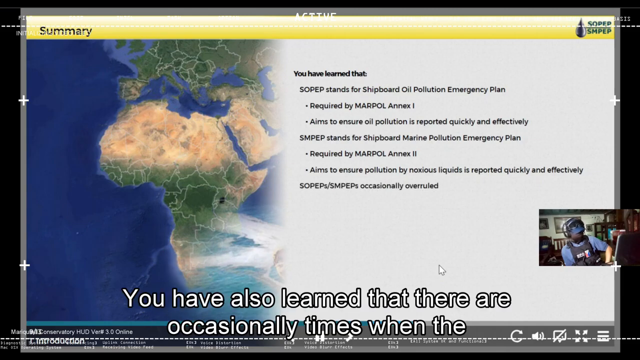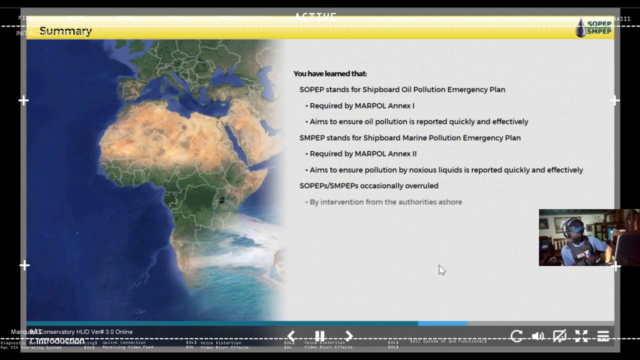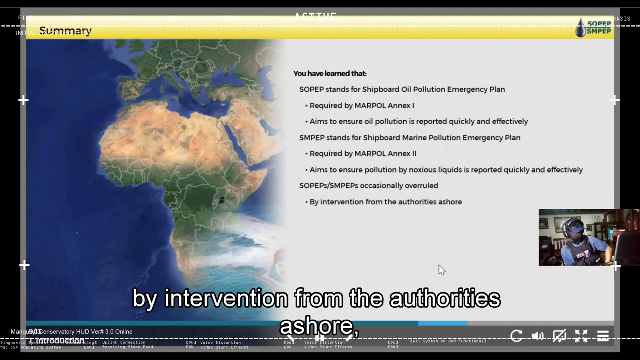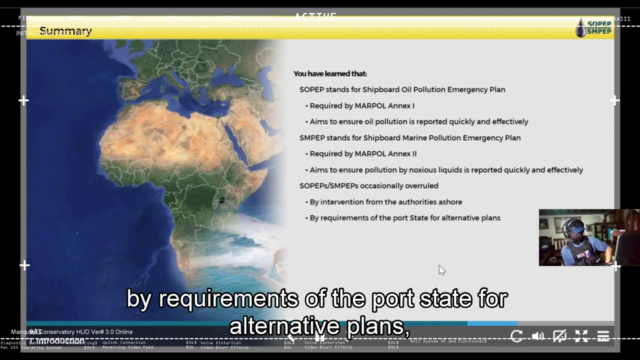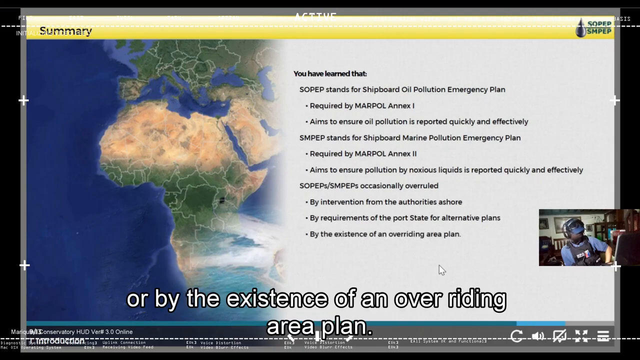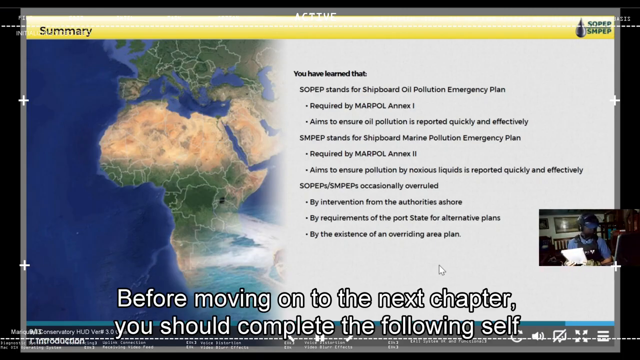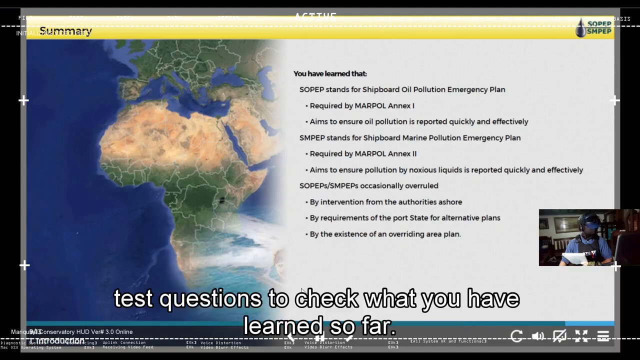You have also learned that there are occasionally times when the instructions in your SOPEP or SMPEP are overruled by intervention from the authorities ashore, by requirements of the port state for alternative plans, or by the existence of an overriding area plan. Before moving on to the next chapter, you should complete the following self-test questions to check what you have learned so far.